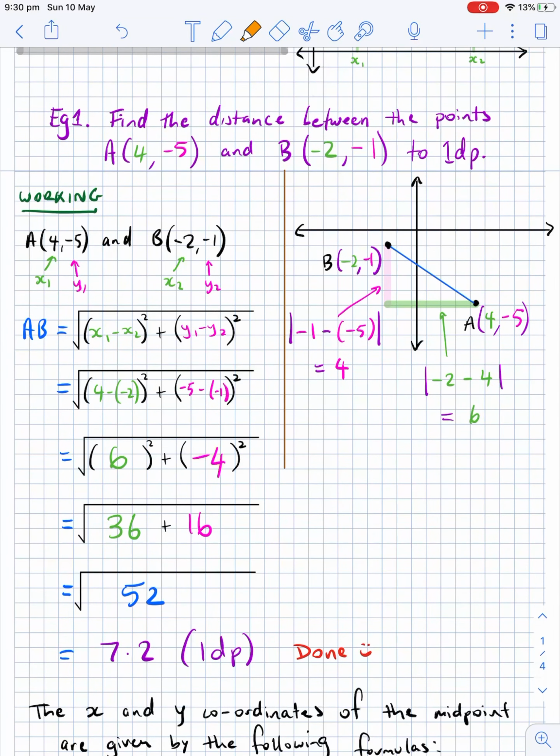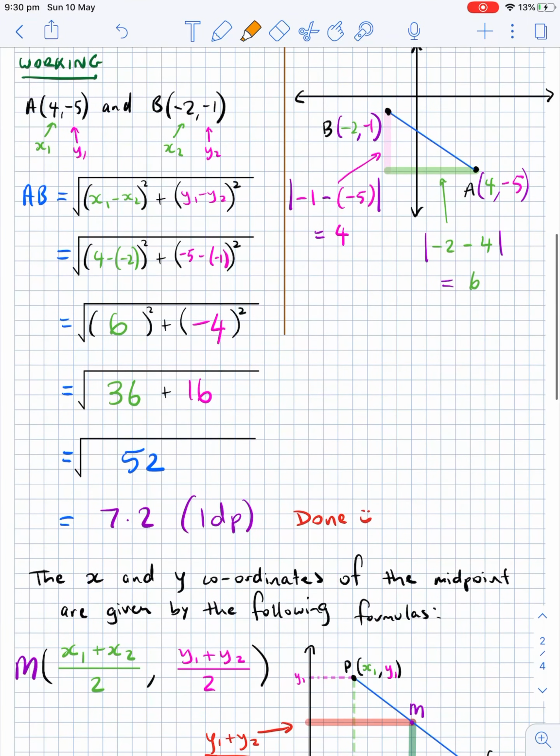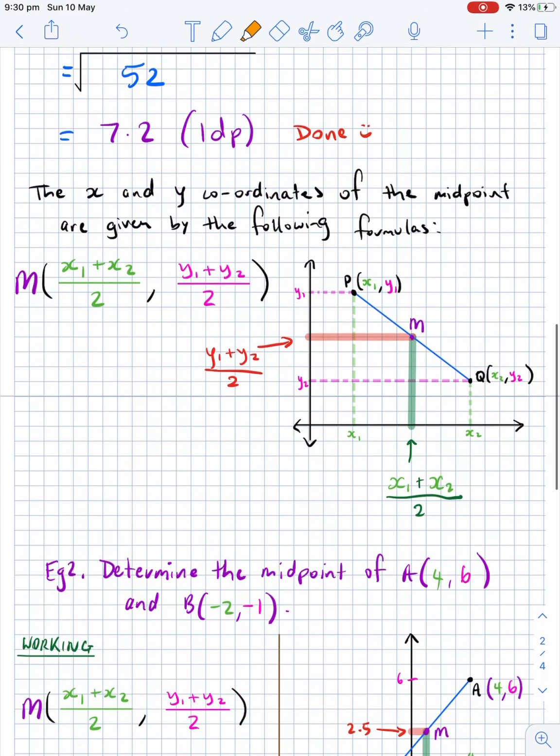Don't let the -4 confuse you, because you have to take the absolute value of this, which gives you a +4. And when you square it, it doesn't matter whether it's positive or negative. So 36 plus 16 gives you 52. So the answer is the square root of 52. That is the exact value if we keep the square root, but the question has asked for 1 decimal place.